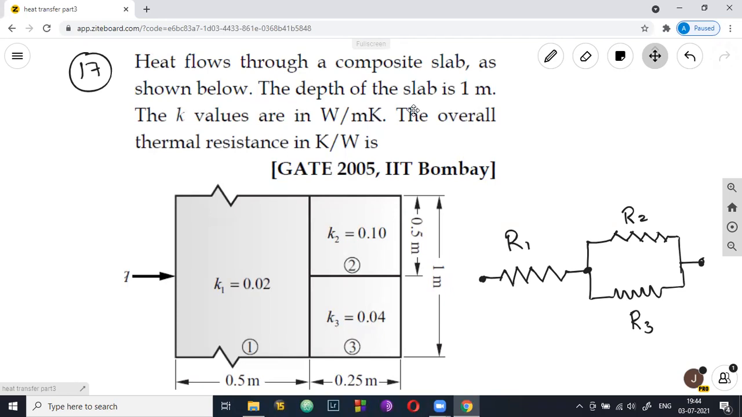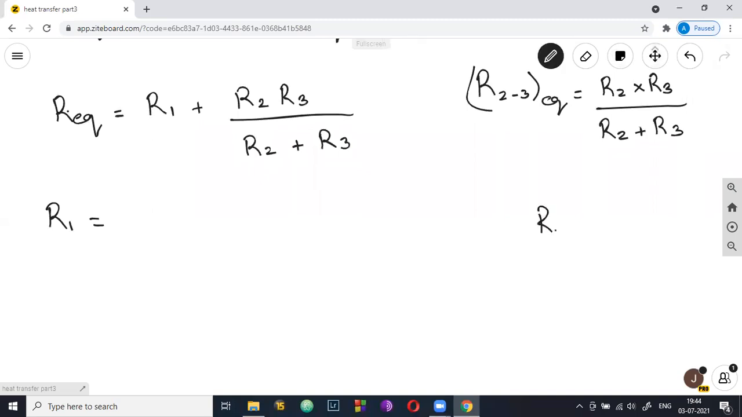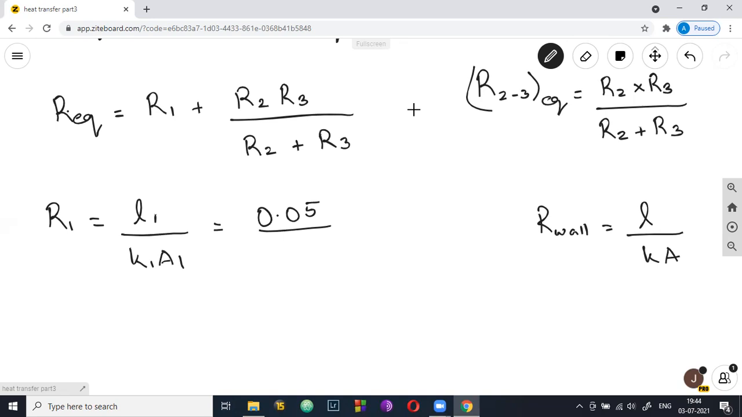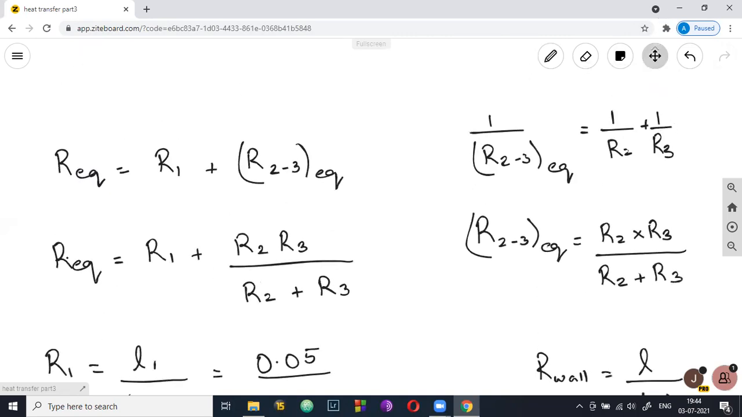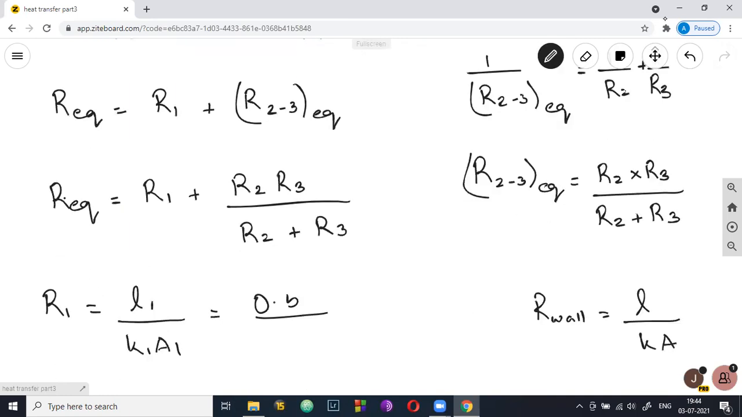Then K value is given as 0.02. So R for a plane wall is given by what? L by K, so L1 by K1 into A1. What is L1? 0.05, and K1 is 0.02, into area, which is what? 1 into 1.